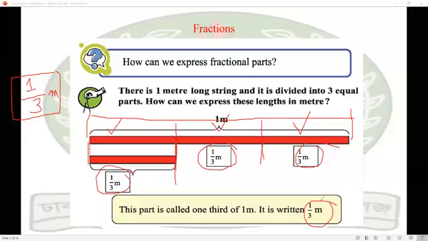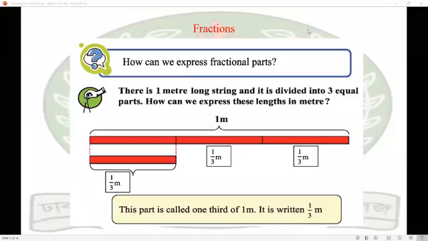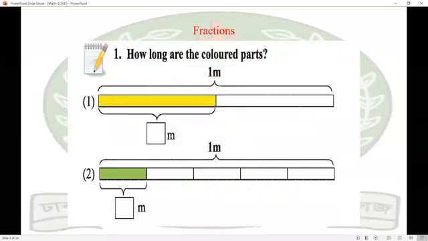Every part is expressed in meters. In this way, we can express the fractional part. When we divide 1 meter into equal parts, we can express it. Any length, when it is divided into a number of parts, you can write or express as the total length divided by the number of parts. So in the next slide, we see how long the colored part is. We have to identify how long the colored part is and write it in the blank box.